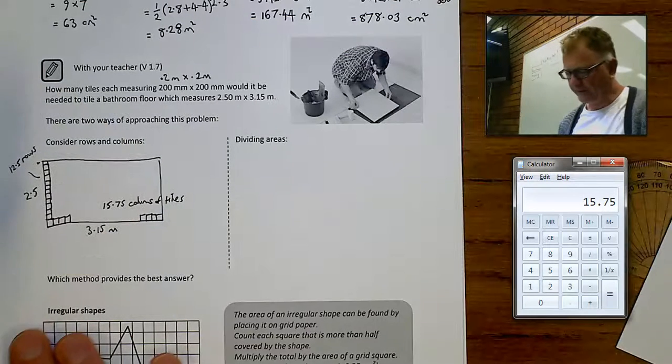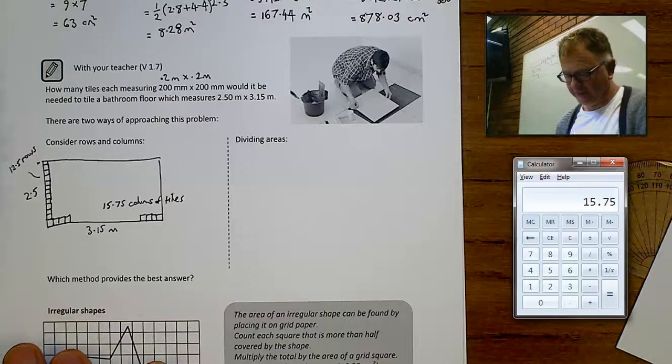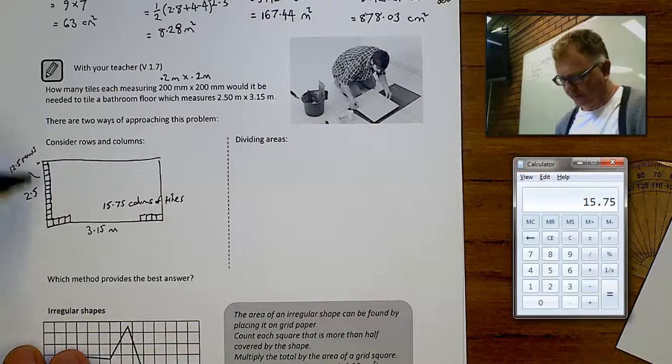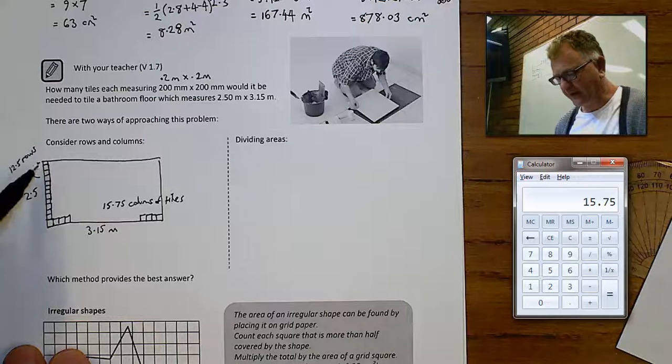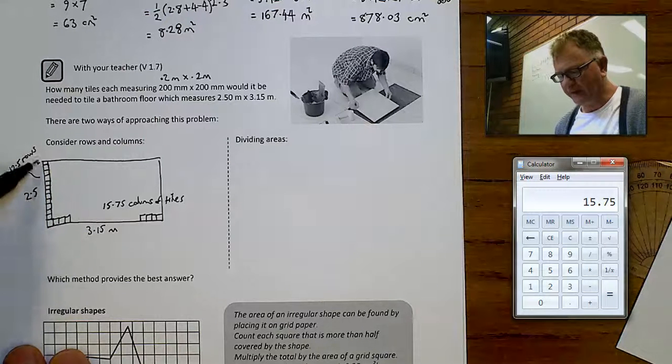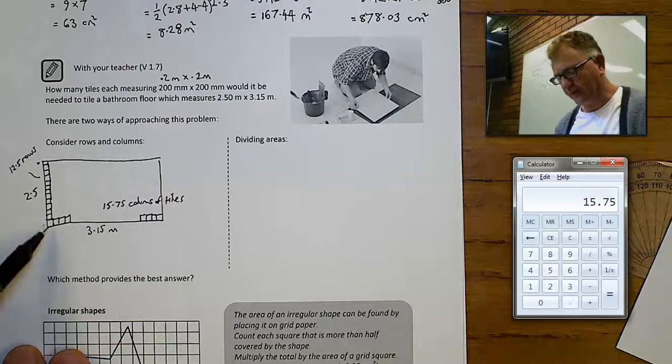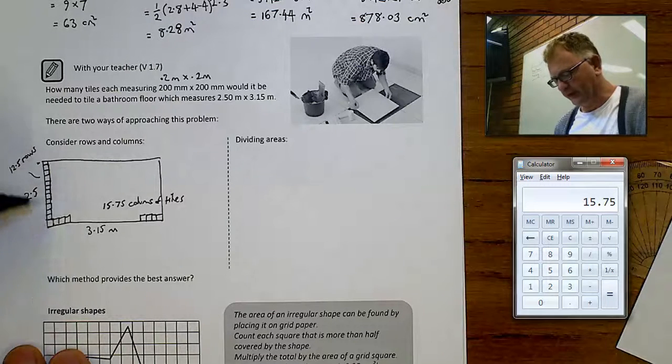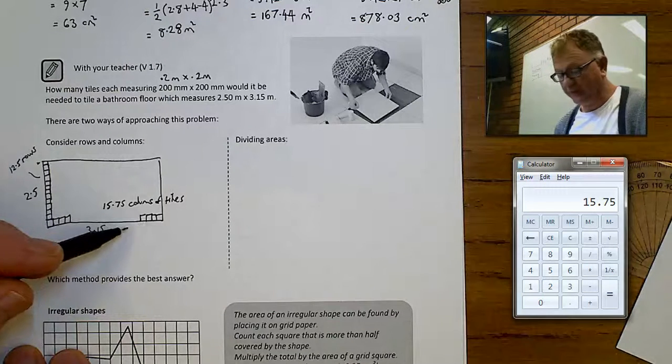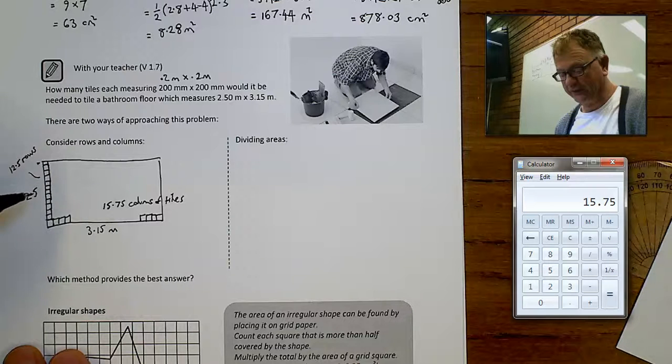Now, if I was actually going to do this job, then I'm going to need 12 rows plus extra tiles, plus enough tiles here. It's really going to be 13 rows, isn't it? Because I'm going to need all these tiles and I'm going to need to cut them all. And the same with the columns of tiles here. I'm going to need 15.75. I'm actually going to need 16 columns of tiles.